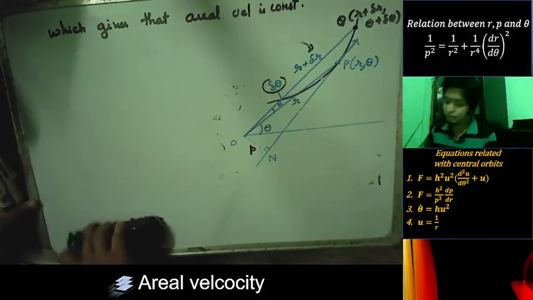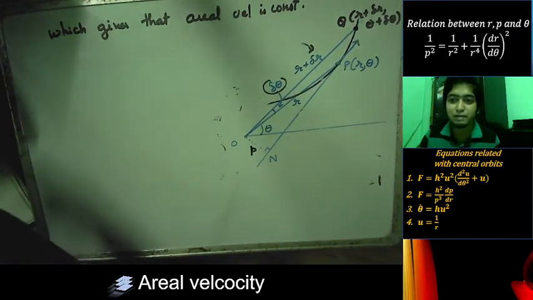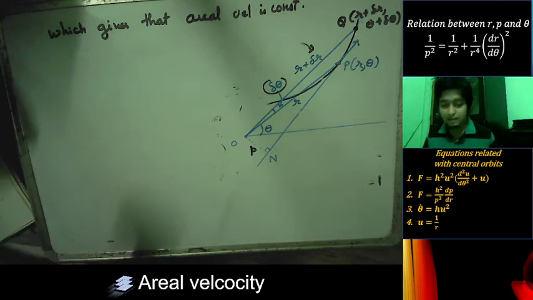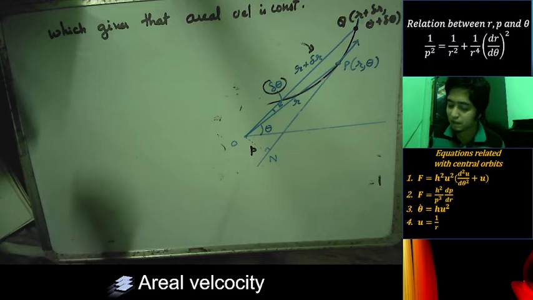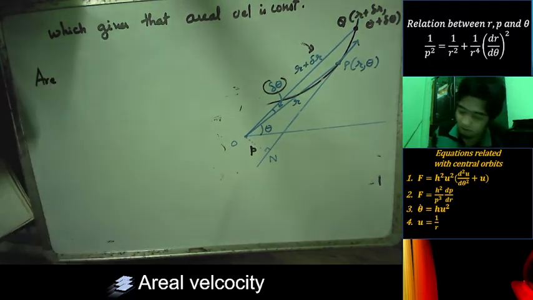Now, what are we going to do? So we have proved that it is constant, but also what we will do next is show that the areal velocity is also related with p. Okay, it's also related with p. Relation.